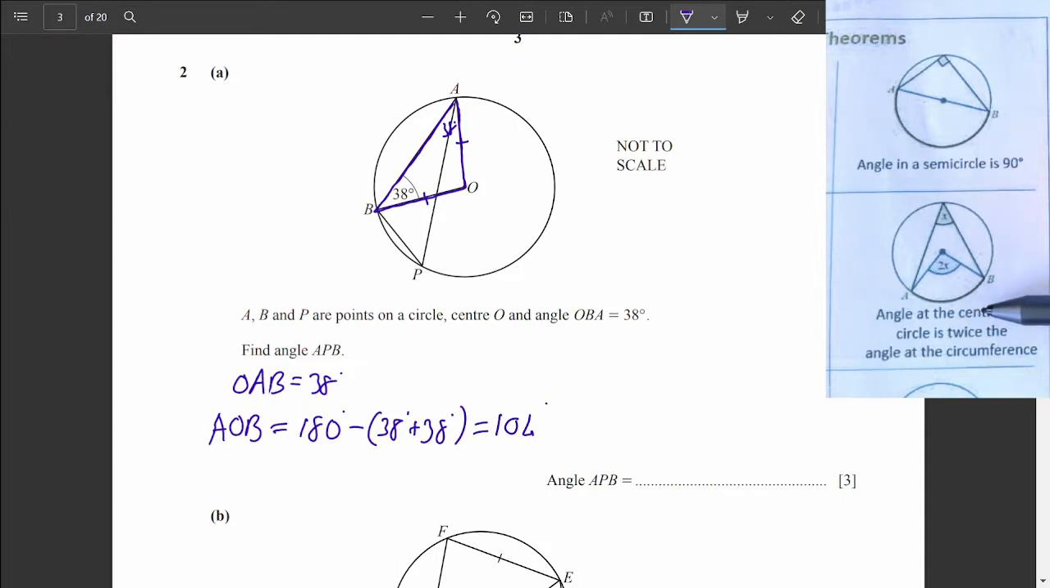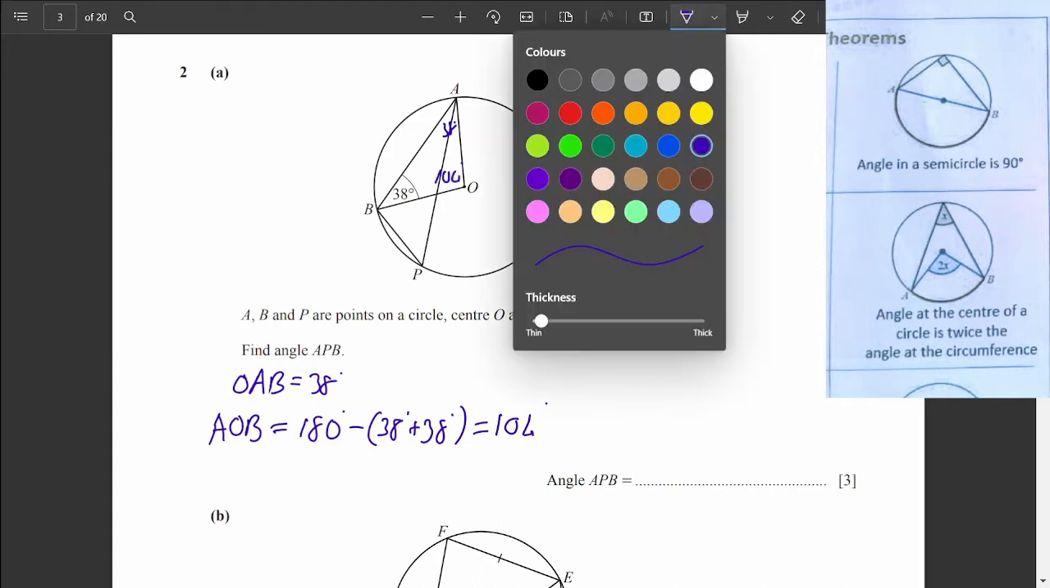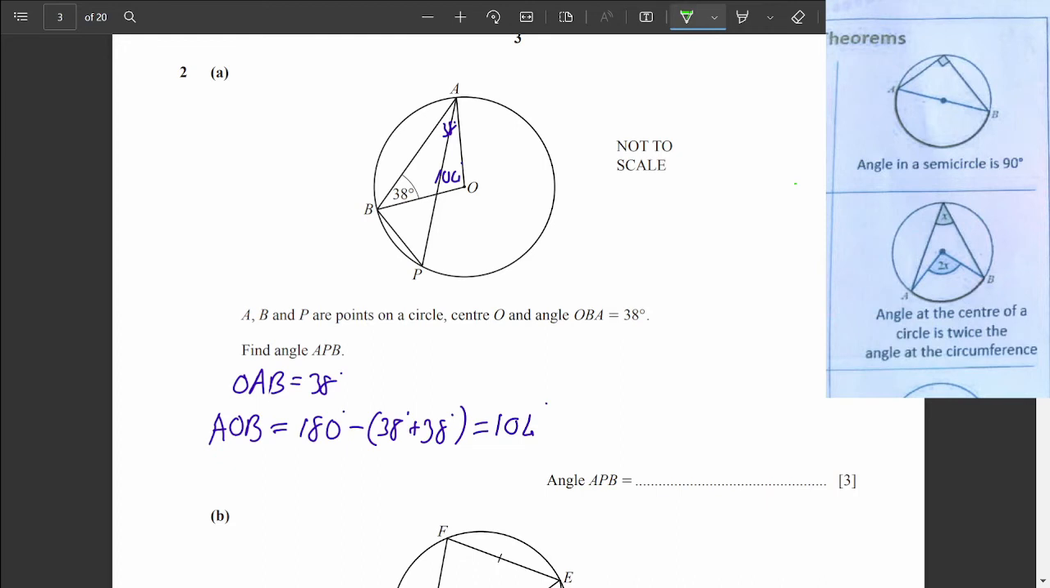Angle at the center is twice the angle on the circumference. So if we look at that, this is 104, and we got these two lines here. Okay, this angle here, since it goes from A and B, is twice that angle there. So our next step would simply be 104 divided by 2 equals 52, and that's the answer.